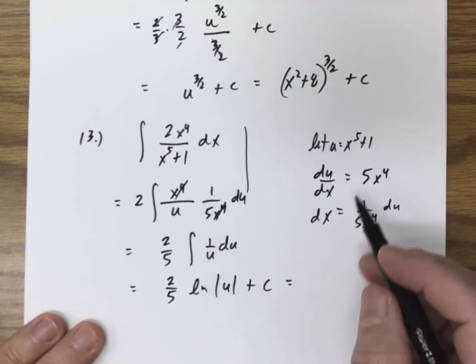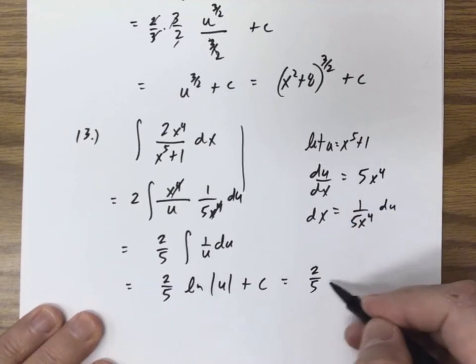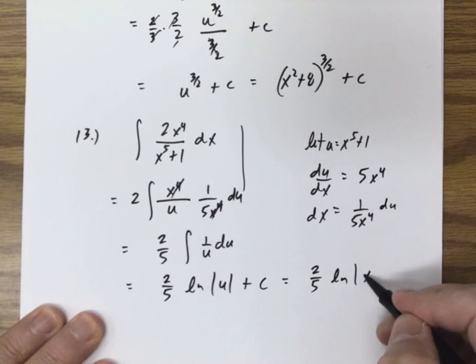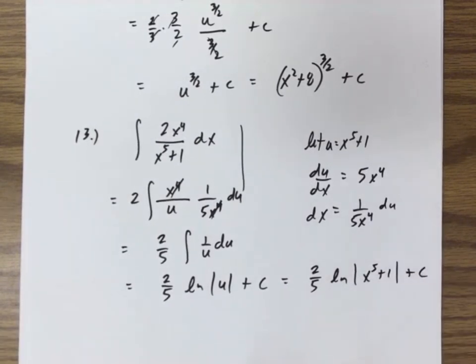Substitute back in for u. u is x to the 5th plus 1. So 2/5 natural log of the absolute value of x to the 5th plus 1, plus c. I believe that's correct. All right, so those are all what we call indefinite integrals.